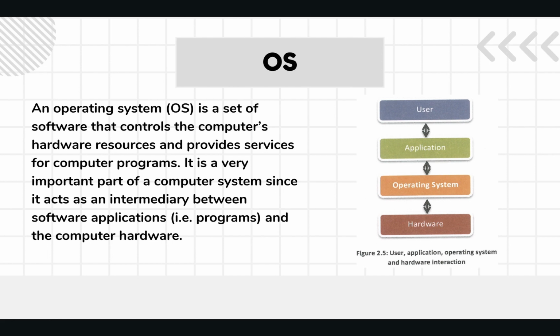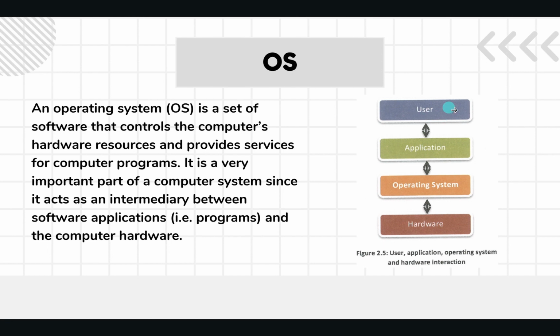It's a very important part of a computer system since it acts as an intermediary between software applications, like programs, and the computer hardware. The computer language, as you know, is a low-level language, and people usually can't understand it. It's very hard to understand, and users have another language that the computer can't understand.